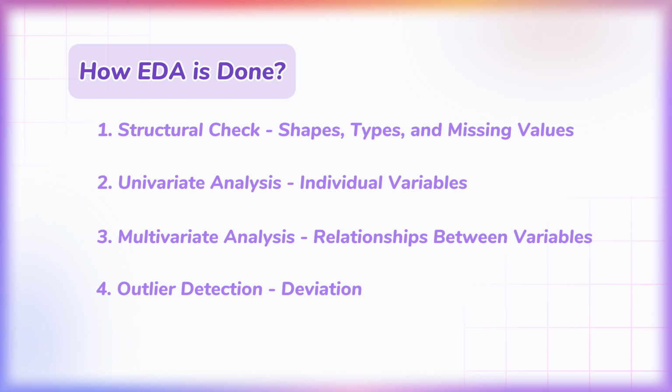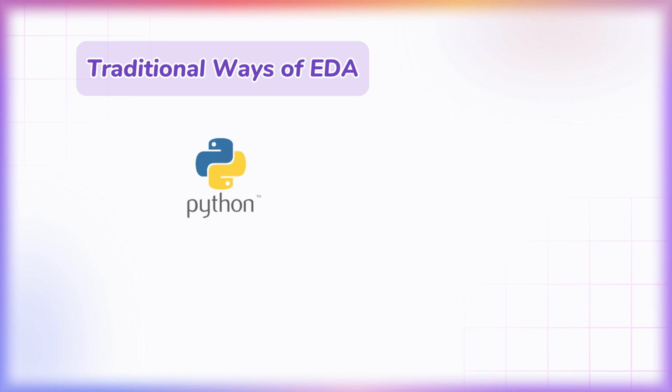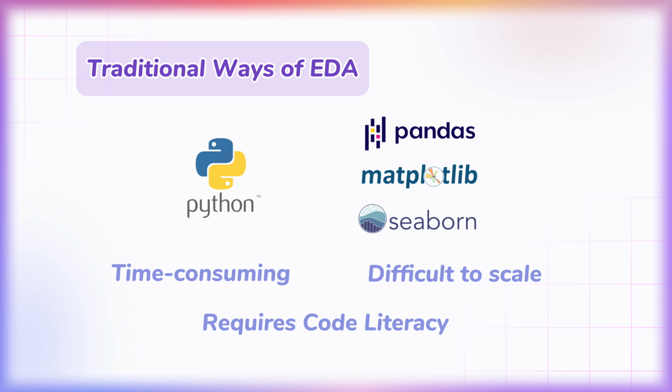After that, it's important to check for outliers, values that stand out from the rest. These might be errors, or they could point to something worth investigating. And finally, we do some basic data quality checks, like spotting duplicates, inconsistent formats, or anything else that could cause problems later on. In tools like Python, this process is typically done with libraries like Pandas, Matplotlib, and Seaborn. But it's time-consuming, requires code literacy, and becomes difficult to scale with large or messy datasets.